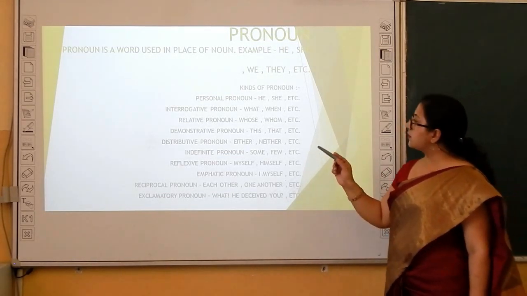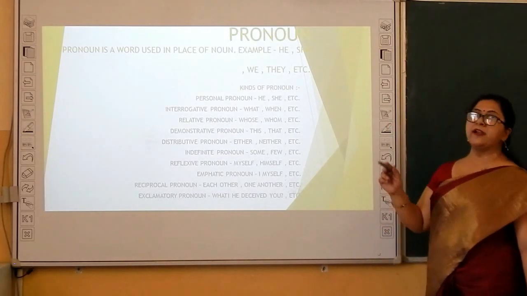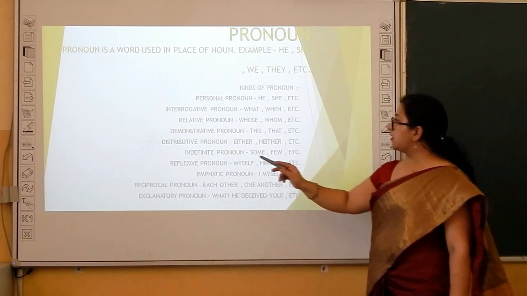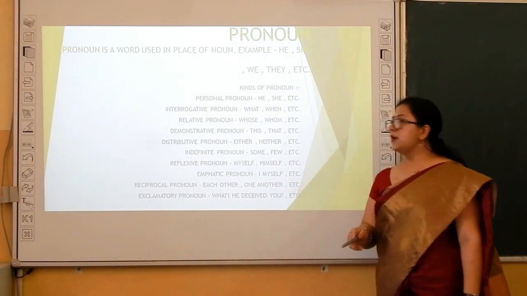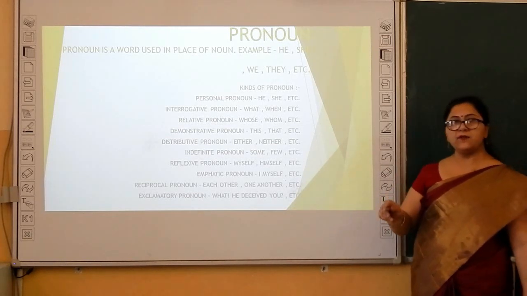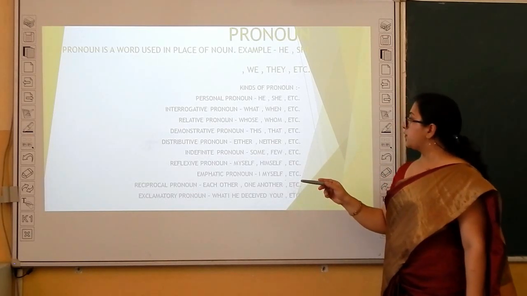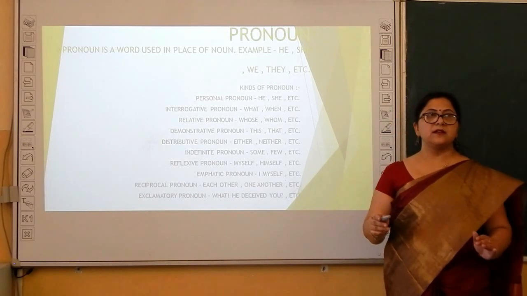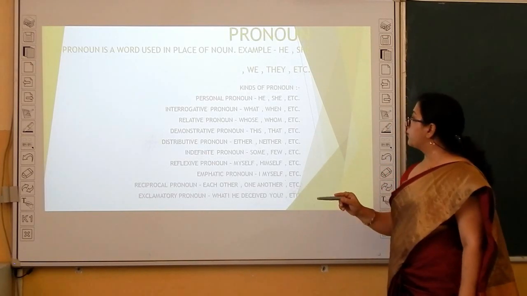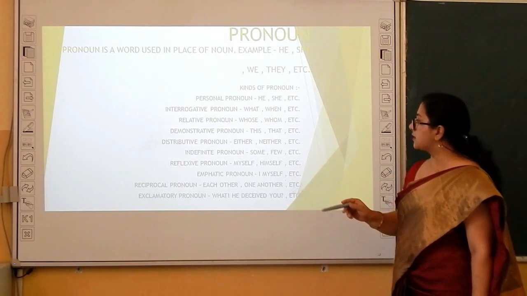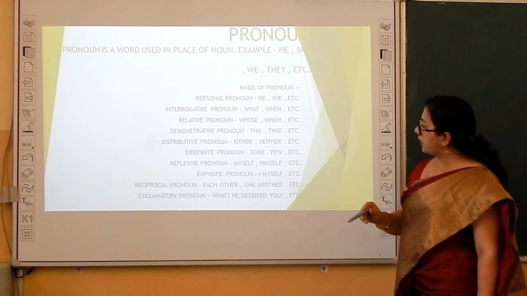Next is distributive pronoun. Either and neither are distributive pronouns. The next category is indefinite pronouns. When we are not definite about a particular thing, then we use indefinite pronouns. For example, some. The amount is not fixed, so we use some or few. Next comes reflexive pronouns, and after that emphatic pronoun.